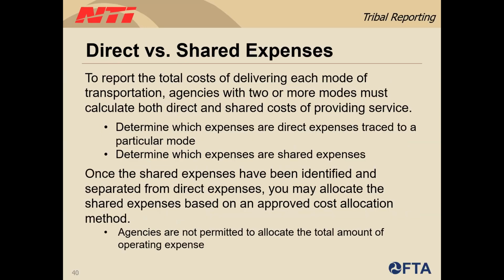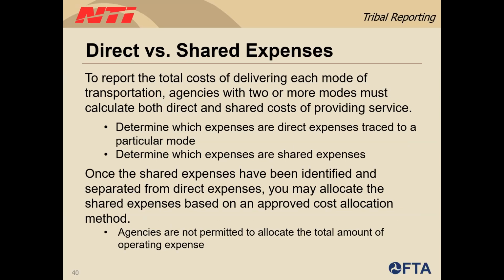For operating expenses, if your agency has more than one mode, the operating costs will be broken out between the modes based on direct and shared expenses. Once the direct expenses for each mode are identified and broken out, the remaining shared expenses may be calculated between the modes based on a cost allocation method. Please note that this is only acceptable for shared expenses that are not tied to a specific mode, as there should be some expenses that are direct to each mode.